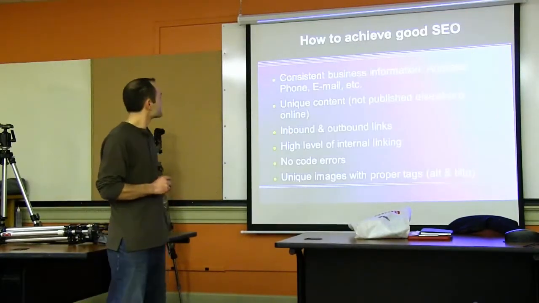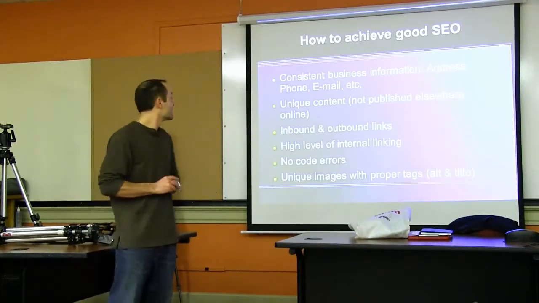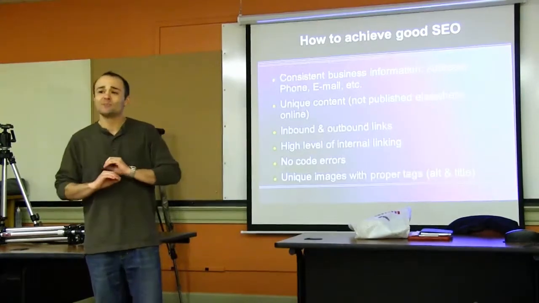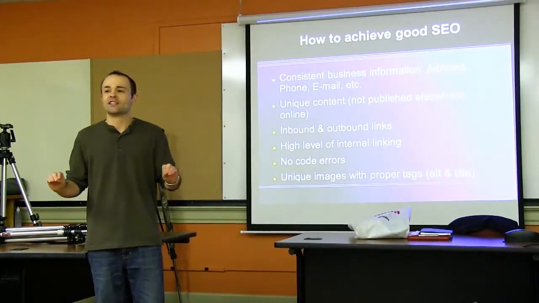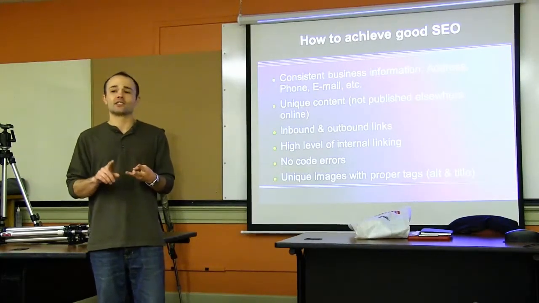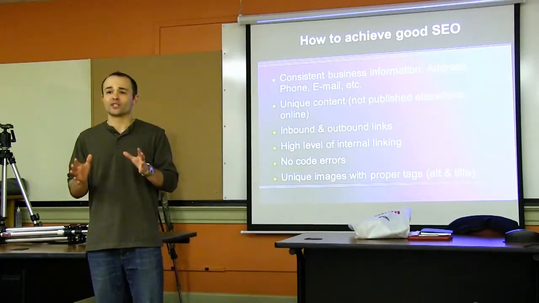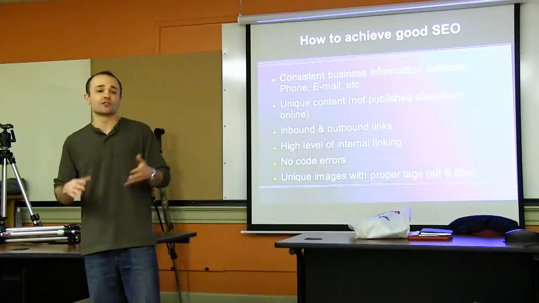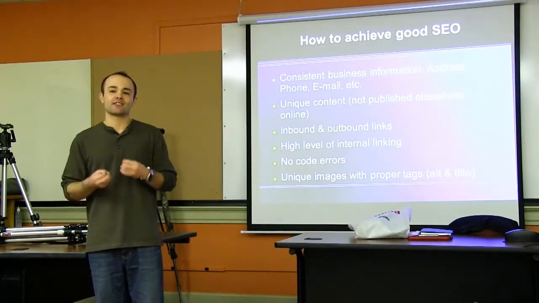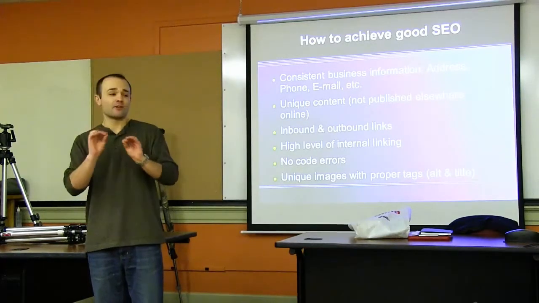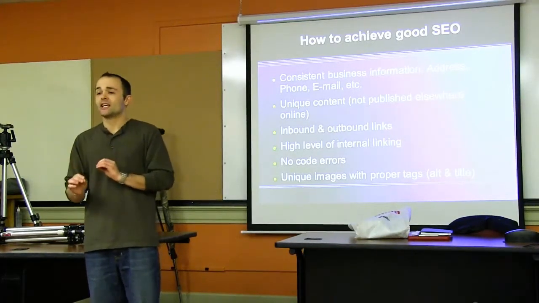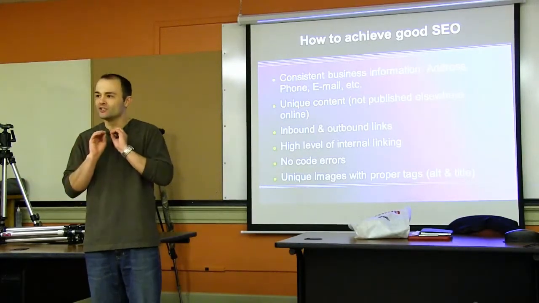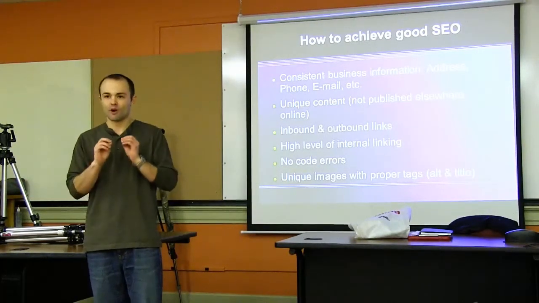Next slide, please. How to achieve good SEO? The number one thing to achieving good SEO is having consistent business information across the board. That means your phone, your address, your email. Those are very important. Every single place that you're listed on the web, whether it be Monta or Facebook or a directory, it's very, very important to have consistent information. A mismatch of a phone number, a mismatch of an address, is very, very bad for Google. Google can go as far as to actually no-index you for having the wrong information.